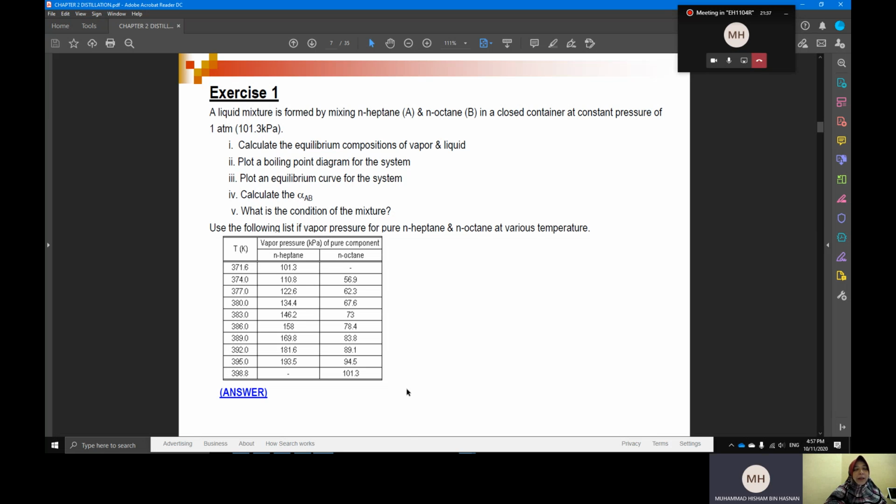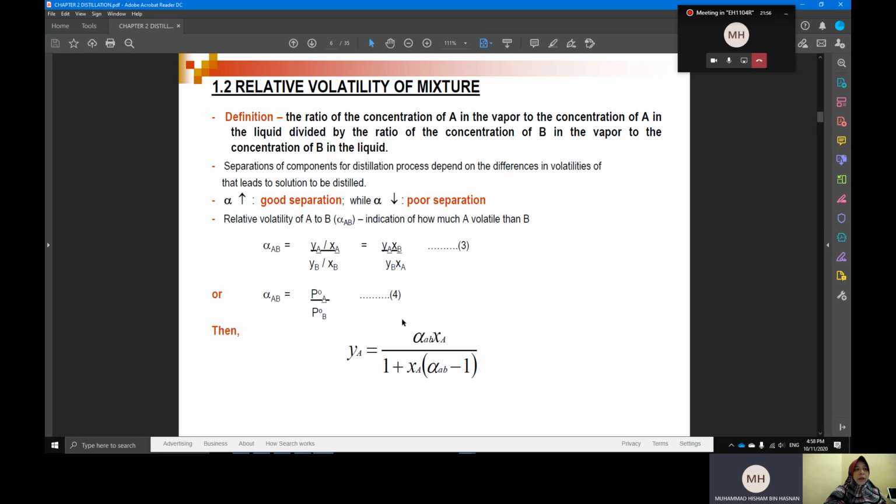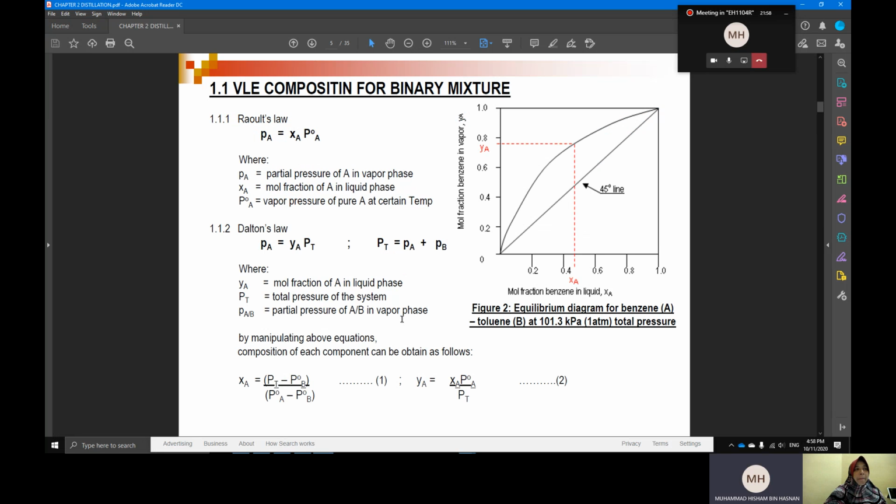So, you dengar baik-baik. Okay. So, how to find XA? Yang ini ada value, XA dia ada value ya. Yang ini untuk vapor pressure. Okay. Temperature adalah 371 Kelvin. So, patah balik ya formula. Alright. So, berapa pressure yang you boleh dapat?